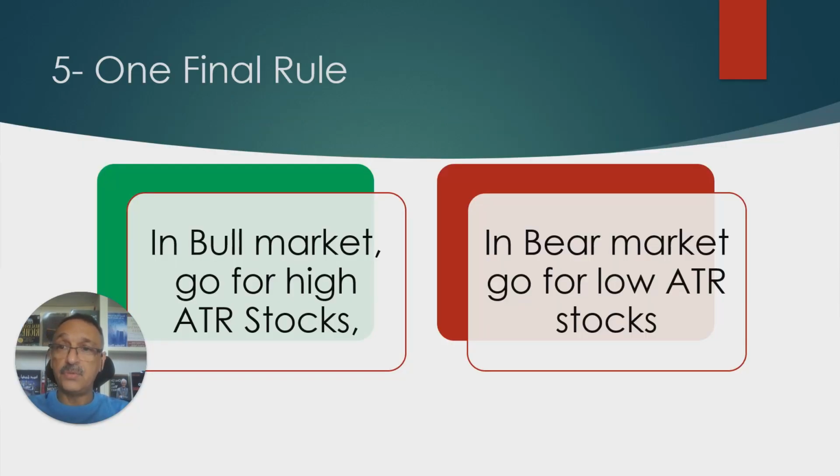The fifth use of the average true range. In a bull market, normally you go for high ATR stocks. Why? Because the probability that you are going to make money in a bull market is much, much higher than in a bear market. So it's recommended in the bull market that you go for high ATR stocks, and in the bear market you go for low ATR stocks. If you follow this rule, you will find that in the bull market you are able to beat the market.